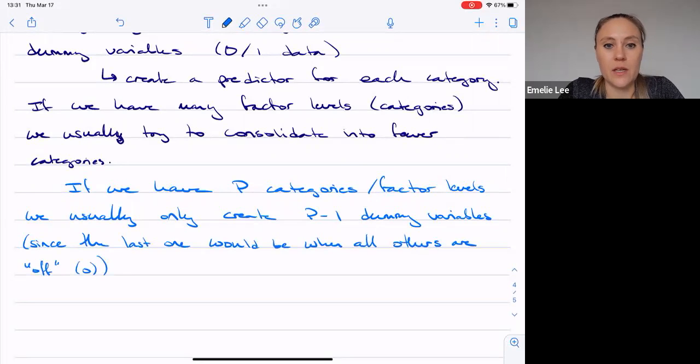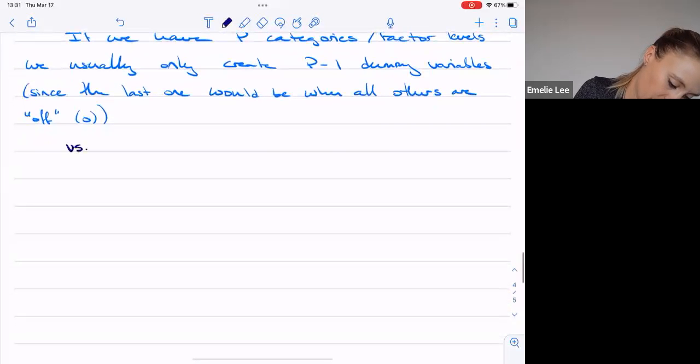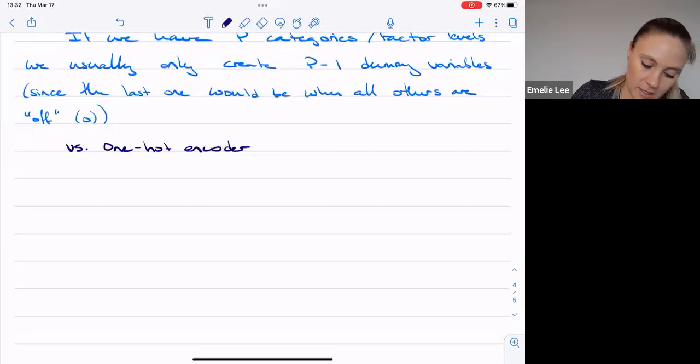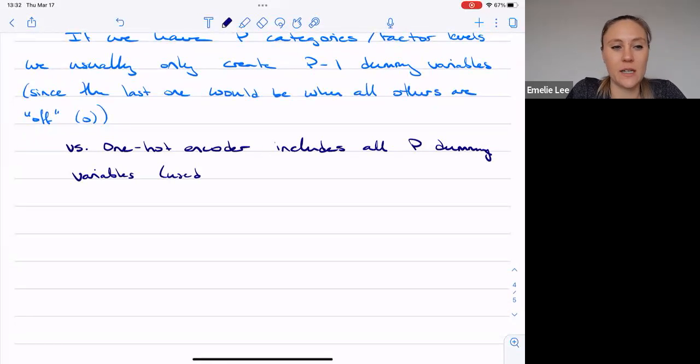The only time that we would use all P dummy variables is in machine learning, where we want to have all of them explicitly, and that's when we call it a one hot encoder. So a one hot encoder includes all P dummy variables, which is used in machine learning, apparently.